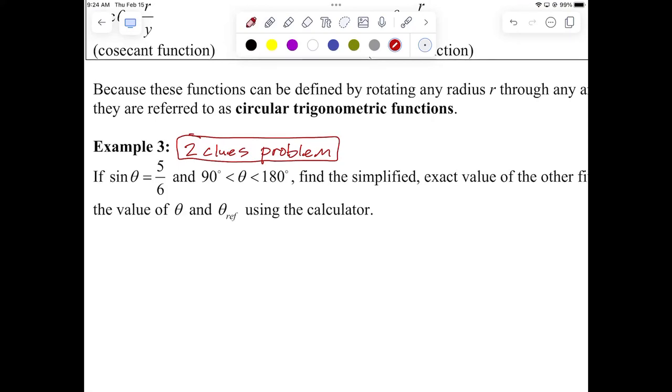Blue skidoo, we can too? Yeah. We're going to be able to find out all this other information from just 2 clues, all right? Let's look at example 3.